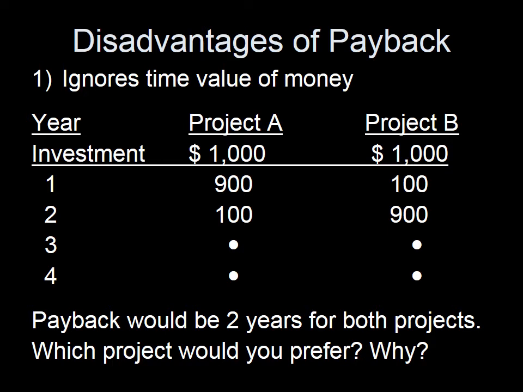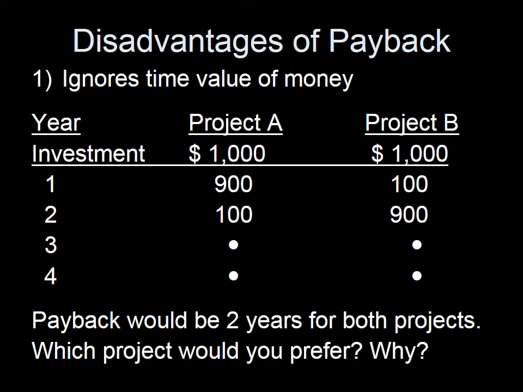First of all, it ignores the time value of money. So if you look at project A and you look at project B, and you see that they both cost $1,000, and project A has a 2-year payback, and it doesn't matter what the cash flows are after that. We can see that we get our $1,000 back by the end of year 2. But the same is true for project B. We get our money back by the end of year 2. So the payback for both of these projects is 2 years.